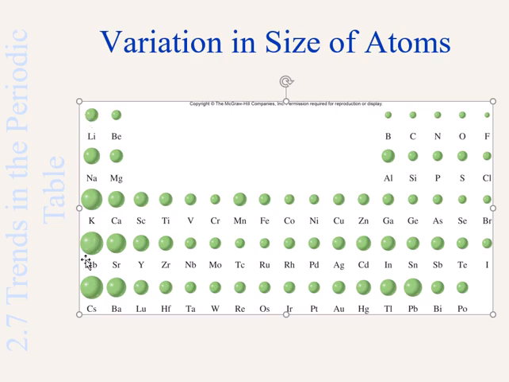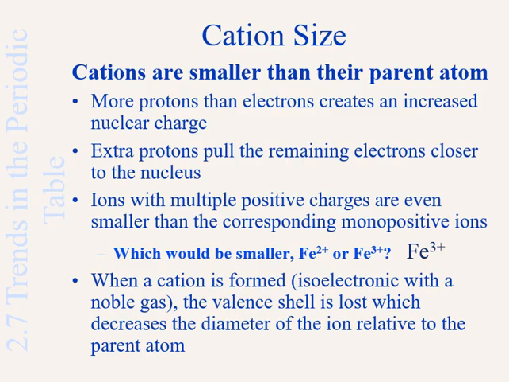Going from top to bottom, why does the size increase? Because we are moving from one period to the next. It's like jumping from one floor to the next floor. As we move to the next period, the principal energy level is greater, and hence the electrons are further out, and that's why the trend from top to bottom is the increase in size. So this is the size of atoms.